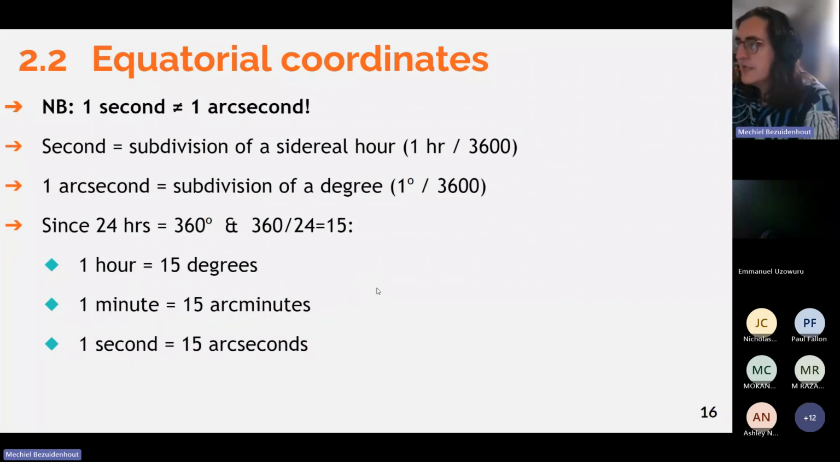It's just one of those things with astronomy. The conventions are what they are.